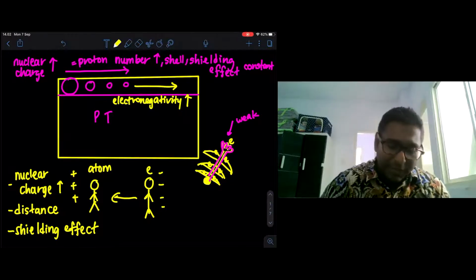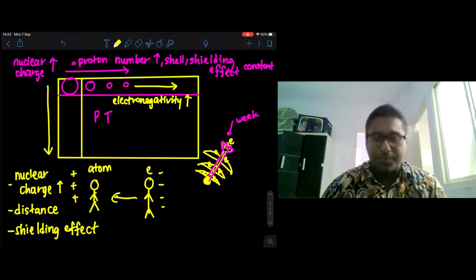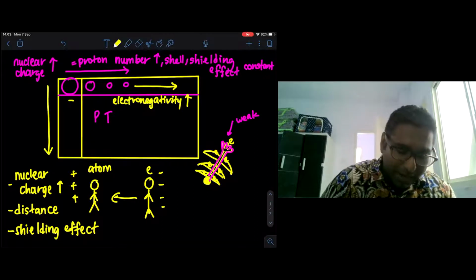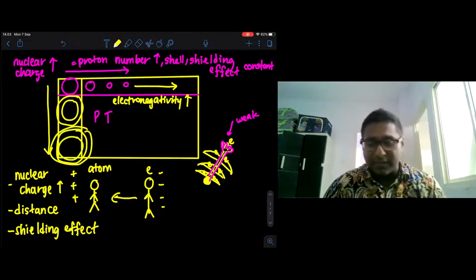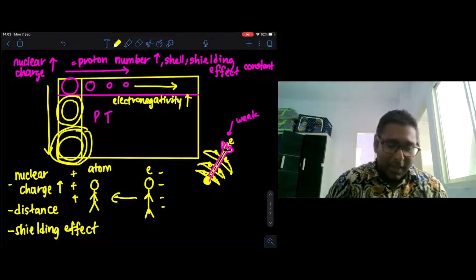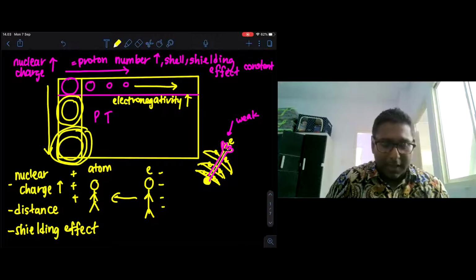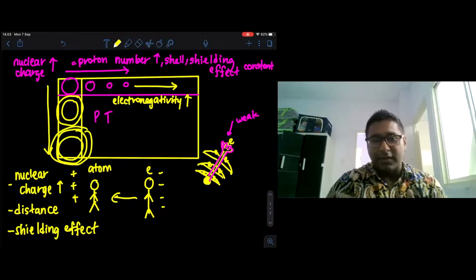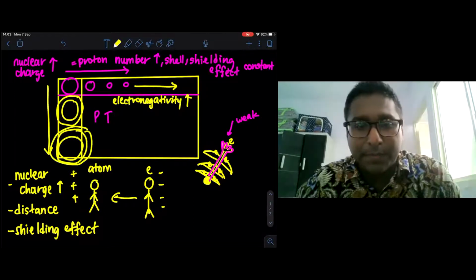But the situation is going to be different if you go down the same group. Why? Because the number of shells is going to increase, and then the size is getting bigger and bigger. Even though your proton number is increasing, the distance from the nucleus is actually getting bigger.